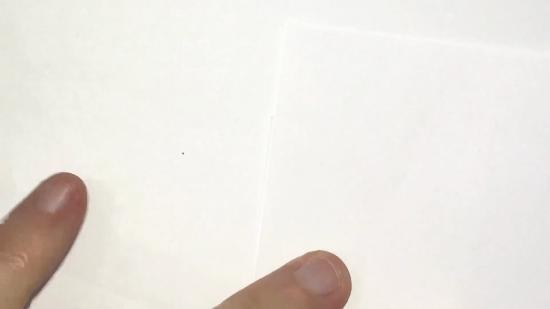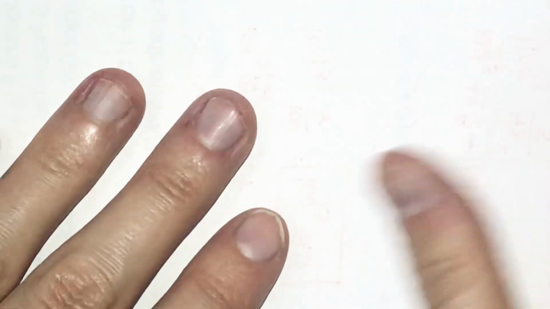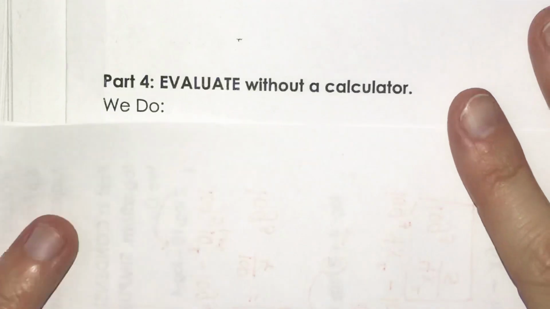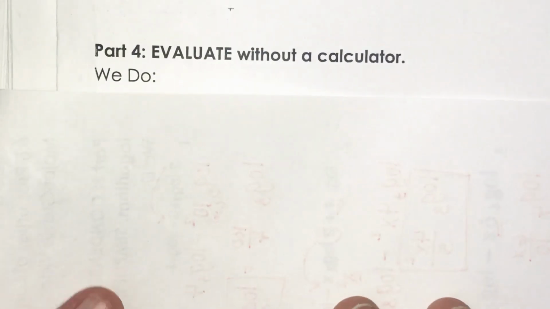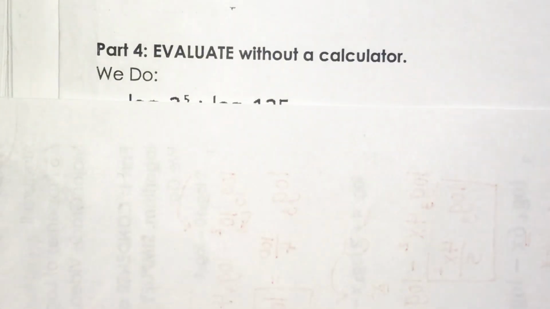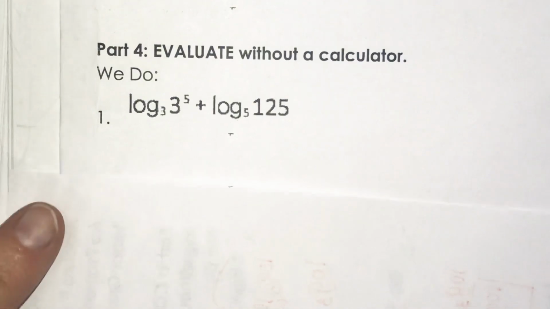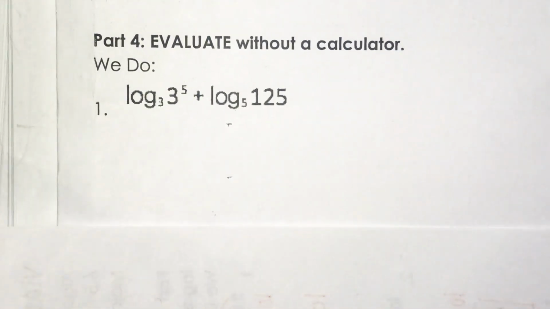Okay, now we're on our last section. You guys should be so excited. For part 4, we're going to evaluate without a calculator. So we're actually going to figure these out. We're not going to put it into our calculator. You can put it in to check, but we're going to evaluate without one. We're going to get ourselves down to just a number for each one of these problems.